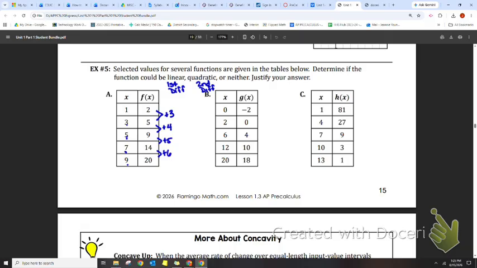So then we look at second differences. So we're going to find the differences of these. How do you get from 3 to 4? You add 1. 4 to 5, you add 1. 5 to 6, you add 1. Second differences are the same, so therefore this is quadratic. And it says to justify your answer, it's because second differences are constant.